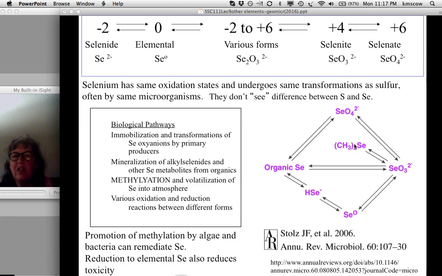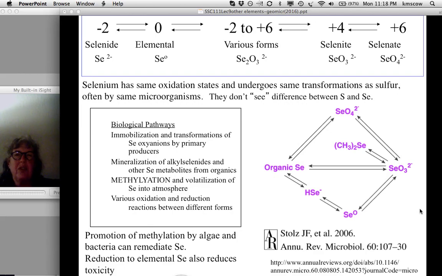And if it's volatile, then it can waft into the air and take off and end up remediating the system, the pond or whatever holding tank where there was this selenium. It's a way of getting rid of it by sending it to the air. Now, is that a good thing? Does that create a problem in the air? Well, probably not. Selenium isn't that toxic, and particularly not in the air. It would be quite dilute, and so I don't think there's much concern about exposure to that.